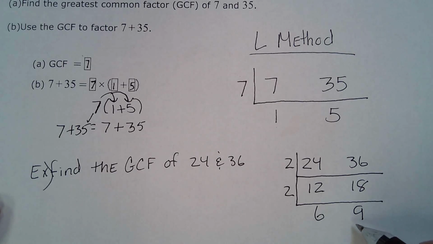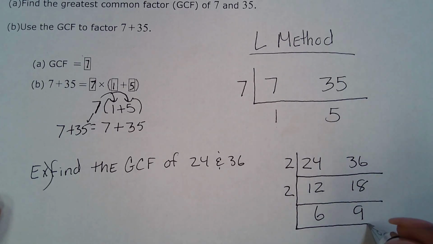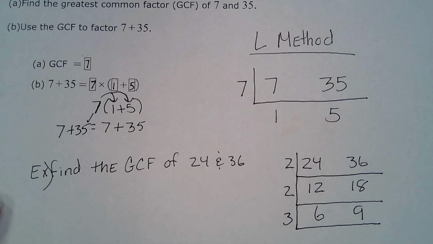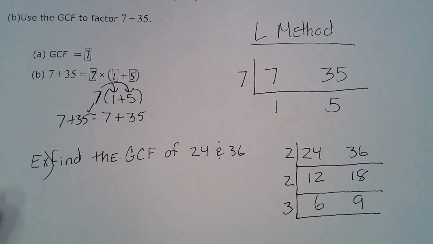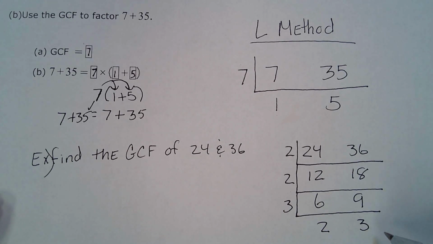Should we stop here? Is there a number that goes into 6 and 9 evenly? Yes, it's actually 3. So I'm going to draw my L again. This time I'm going to use the number 3. 6 divided by 3 gives me 2, and 9 divided by 3 gives me 3. Now I think we've reached our stopping point because there is not a number that can go into 2 and 3 evenly.